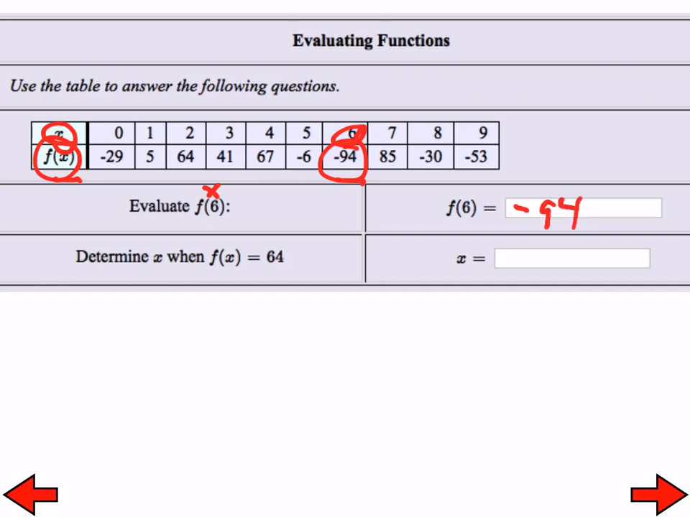And then when f of x equals 64, we're kind of reversing the process there. So when f of x is equal to 64, what's x? 2. It is 2. All right, go ahead and submit that one, and then go ahead and quickly do number 6. And then we've got one more thing to deal with here.